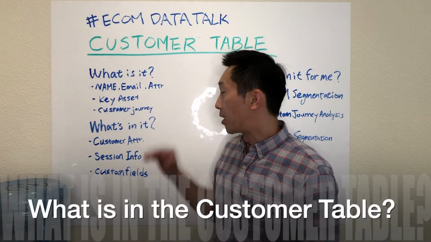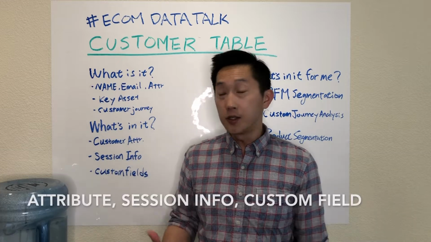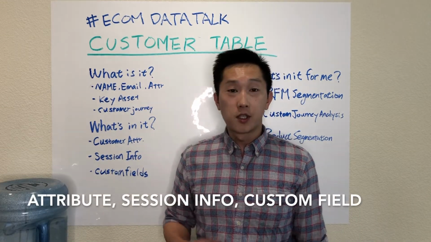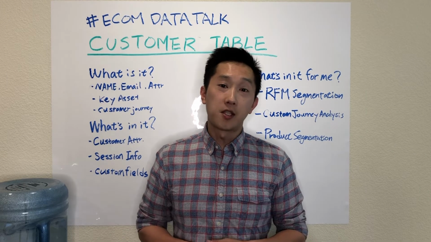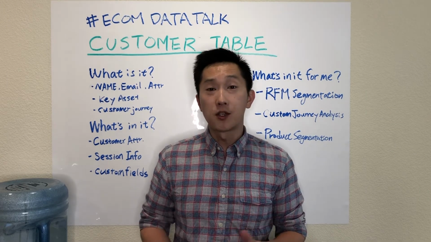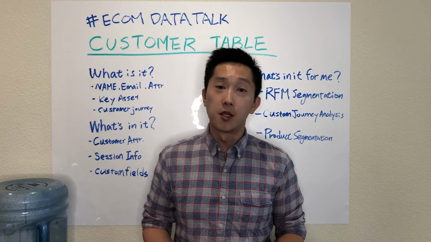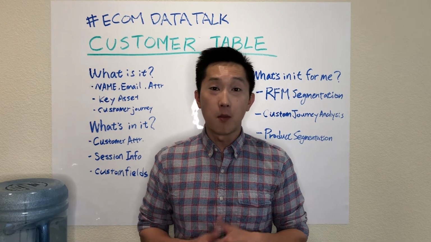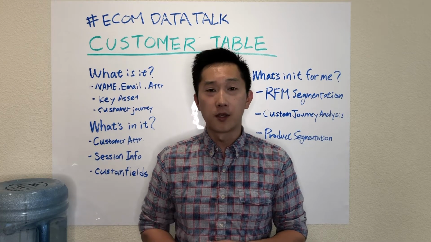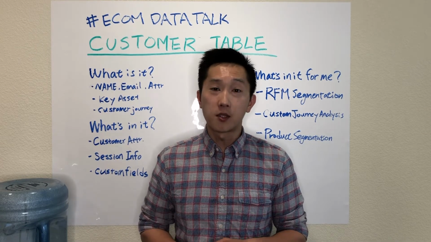So what's in the customer table? Well, let's break it up again into 3 sections: customer attributes, session info, and customizable fields. First up, we have customer name. It seems very basic, but first name is actually the most commonly used personalization in email templates. Furthermore, you can predict a person's gender from their first name using machine learning models with about 90% average accuracy, so that gives you another way to segment your customers.